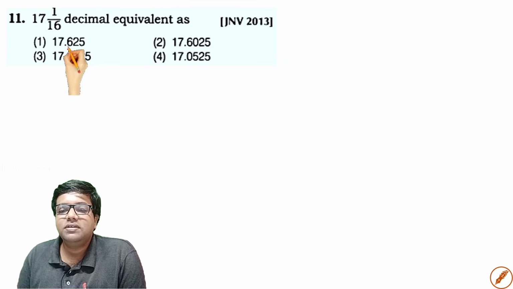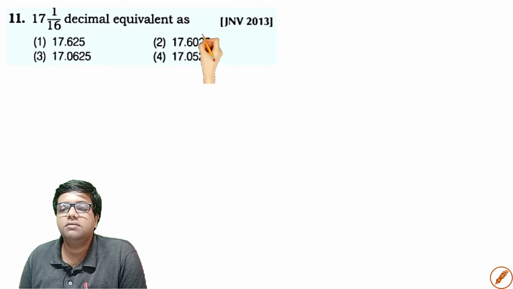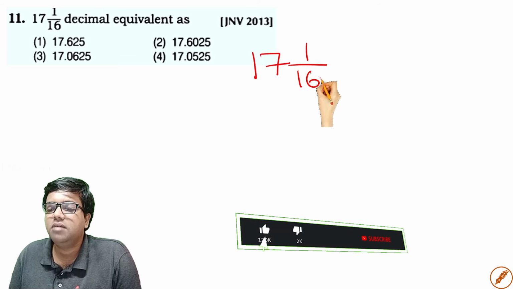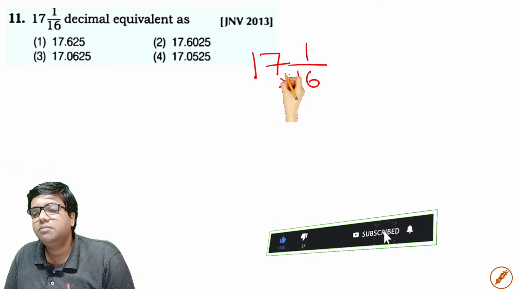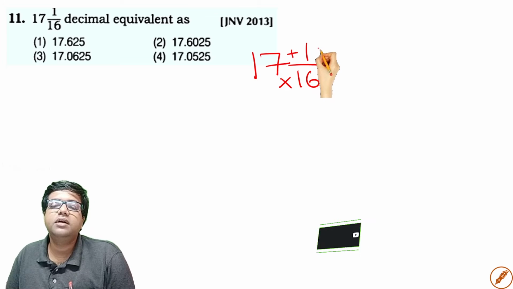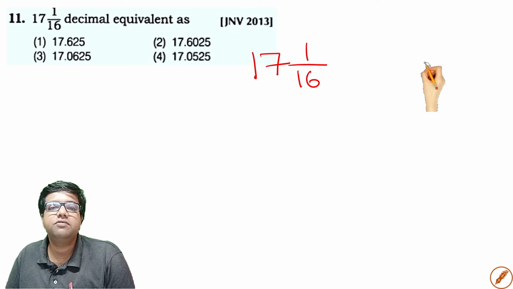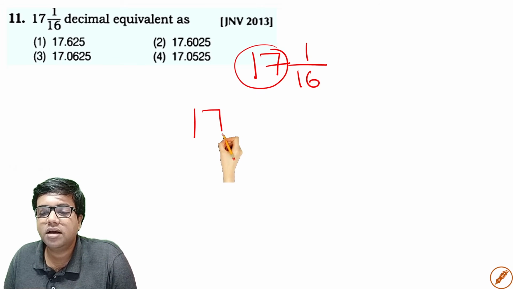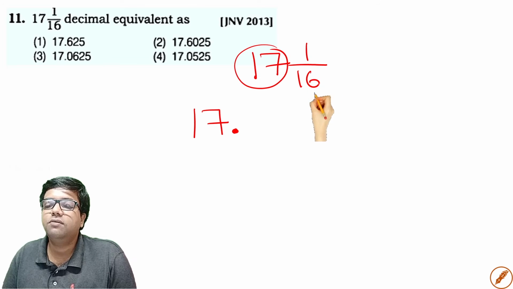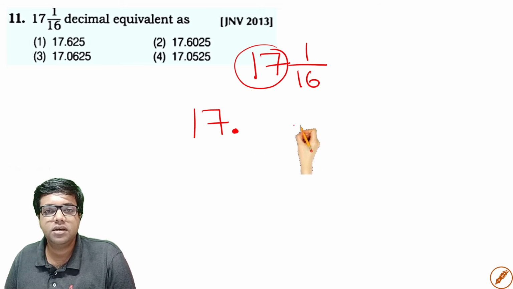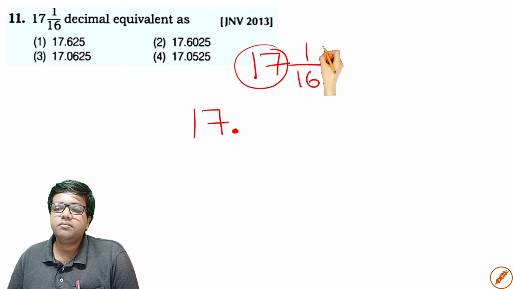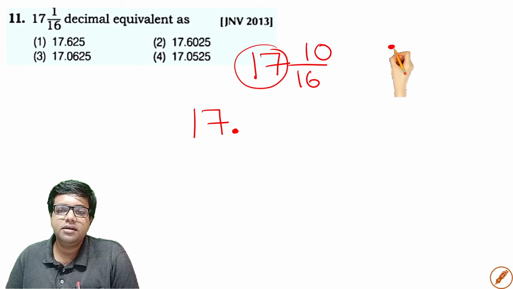17 1 by 16, what is its decimal equivalent? Immediately many people will multiply 17 into 16 and add the numerator, simplifying this mixed fraction into a simple fraction, which is not required. 17 is a whole number, understand? So 17 will come at the left-hand side. Only the 1 by 16 will come after the decimal part. So you keep a 0 here, and you will keep a point.